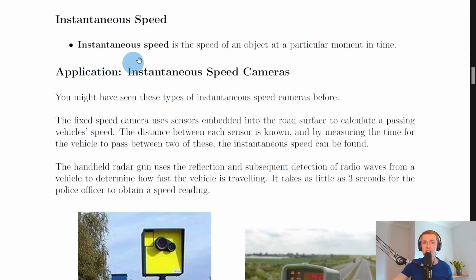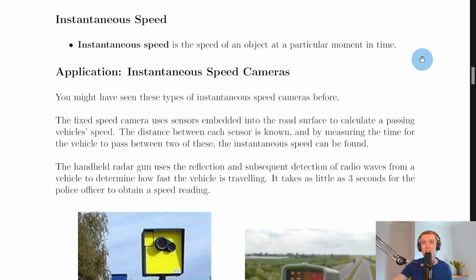So we define instantaneous speed as the speed of an object at a particular moment in time. And the way I like to think about this is that if I was to see an object moving, such as a car on a motorway, if we were able to take a snapshot in time at a particular moment in time and then measure the speed of that object, then that is what the instantaneous speed is.